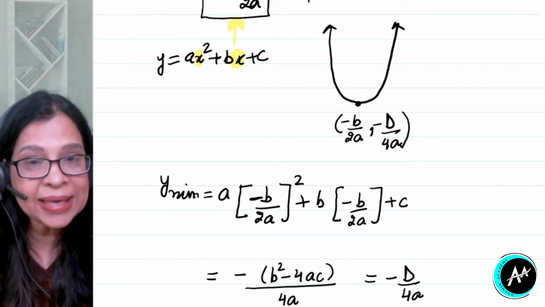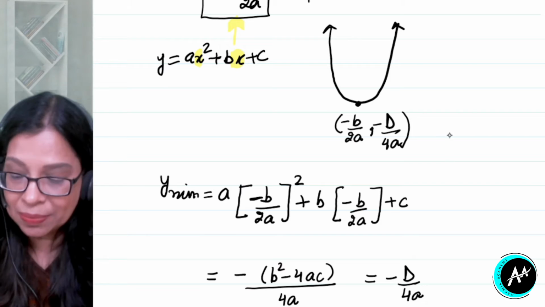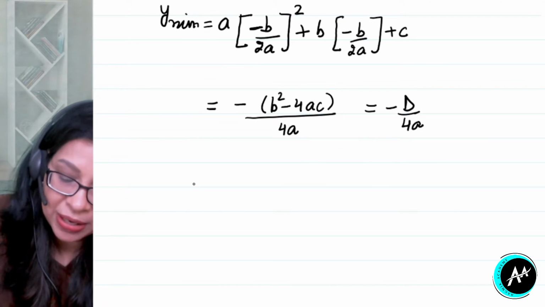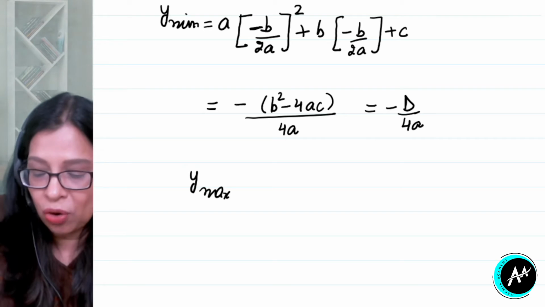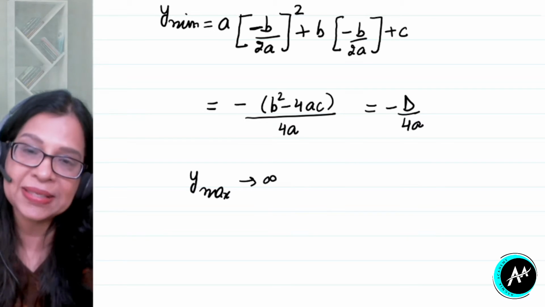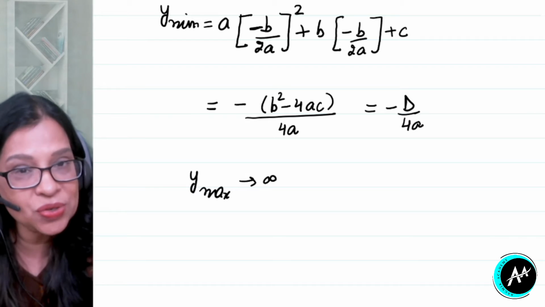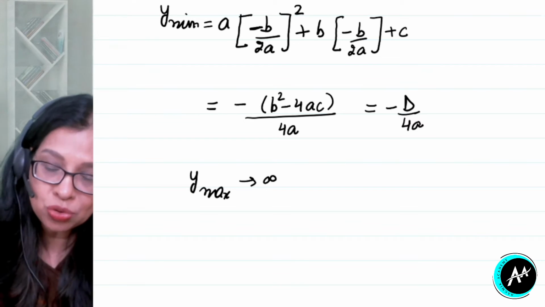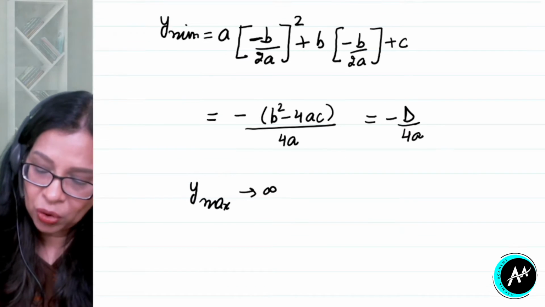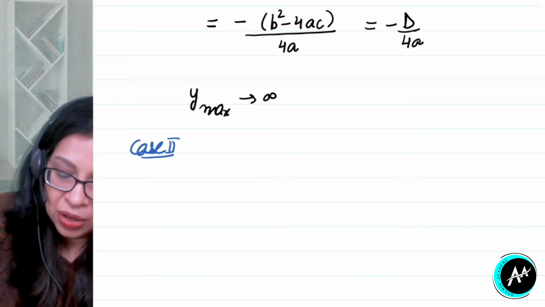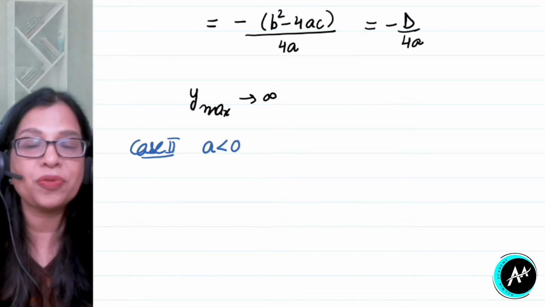And if you ask, ma'am, what is the maximum value? Since the parabola is going upwards, in this case the maximum value of y will approach plus infinity. So this is case 1, when a is positive. Let us move on to case 2, when a is negative.